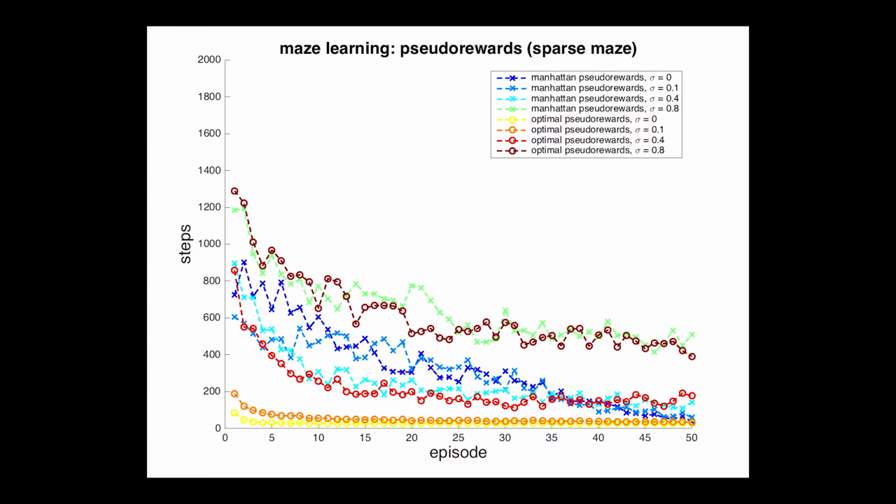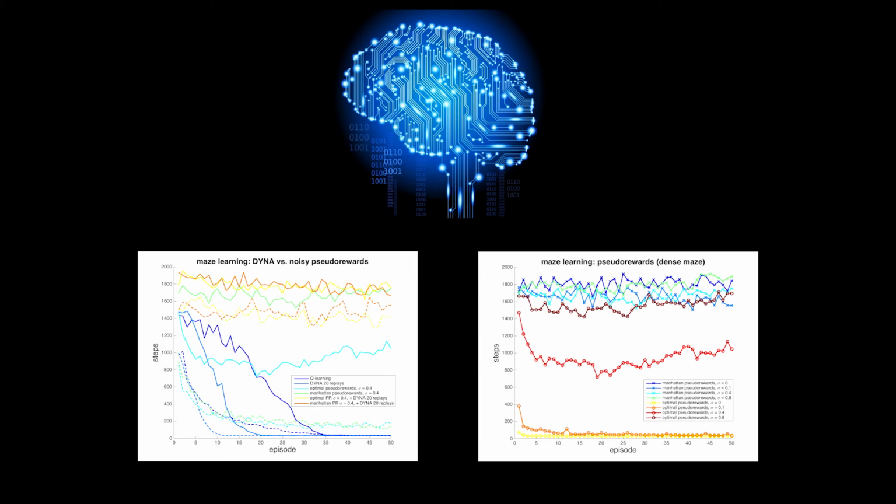Next, we investigated the effects of additive white noise on our pseudo-reward methods. We found that as we increased the amount of white noise added to the pseudo-reward signal, it became harder and harder for the agent to find an optimal path. In our paper, we explore other variants of these algorithms and how they might apply to the cognitive science literature of human learning and decision-making.